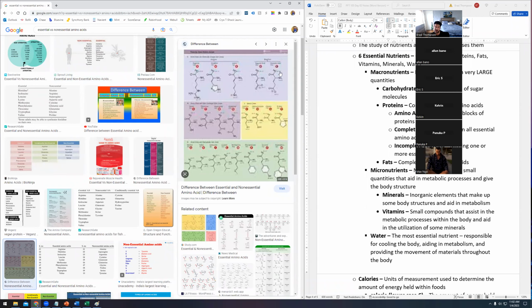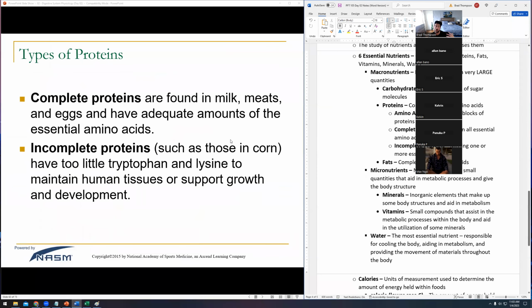Let's say you're missing one of the non-essential ones. Your body's like, you know what? That's fine. I can make that myself, right? By breaking down these other ones. So with amino acids, you want to make sure you are getting complete proteins in your diet.